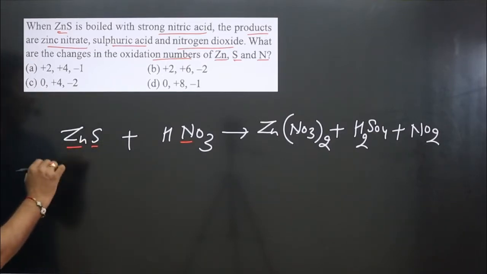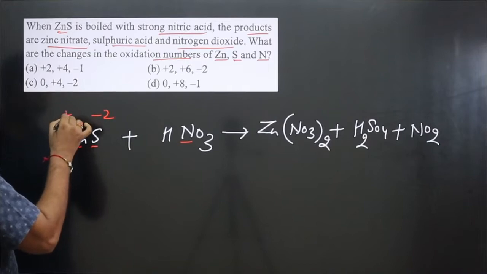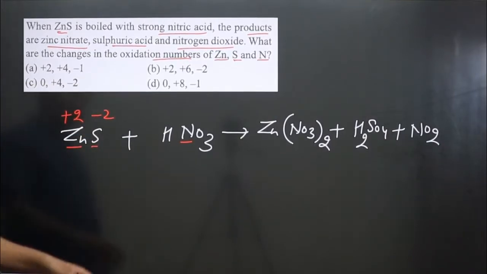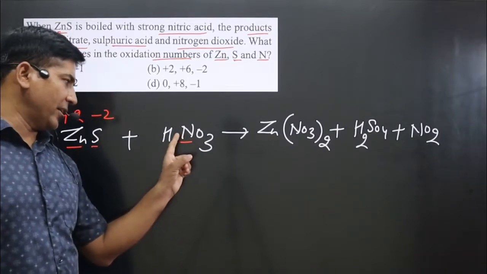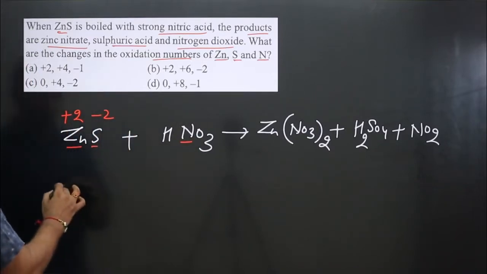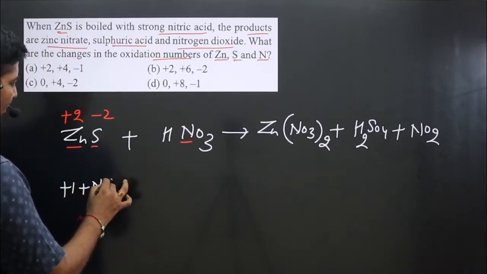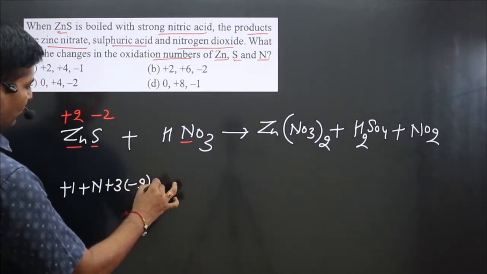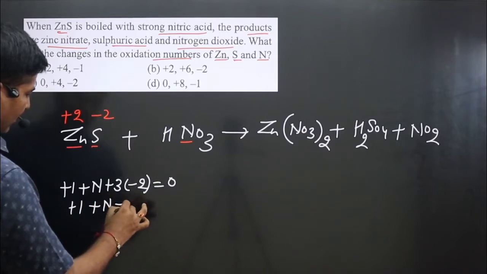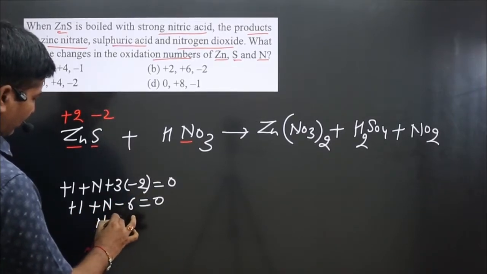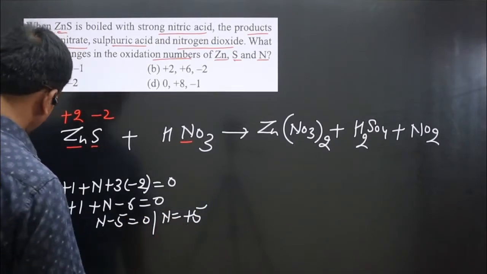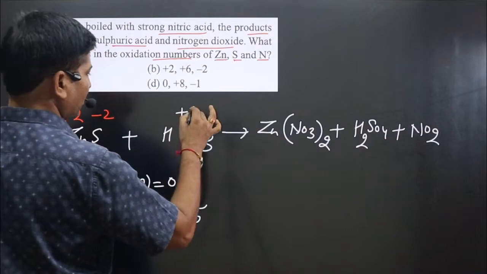You can see the sulfide ion is present as -2, zinc will be present as +2. Very simple. Other side, HNO3 is a neutral molecule. Hydrogen attached to a non-metal shows +1 oxidation number. Nitrogen, how many oxygen? 3 oxygen, each oxygen is -2. Neutral molecule: plus 1, nitrogen, minus 6 is equal to 0. Then nitrogen minus 5 is equal to 0, so nitrogen is present in +5 oxidation number. Here we have nitrogen present in +5.